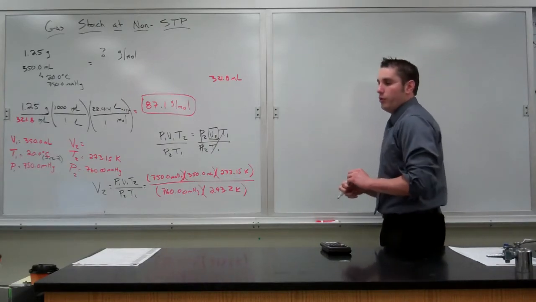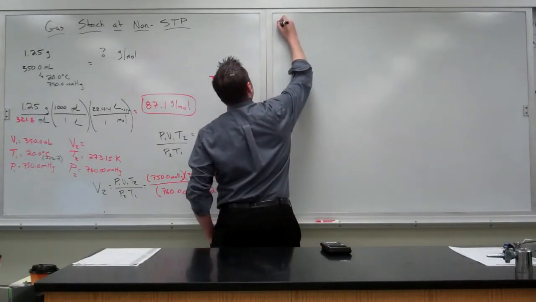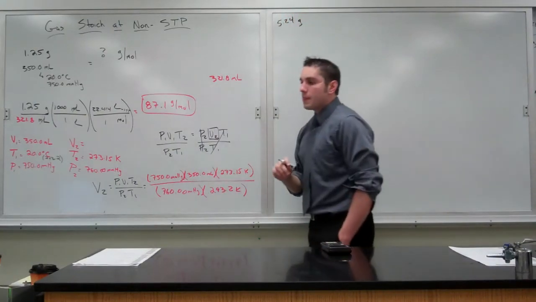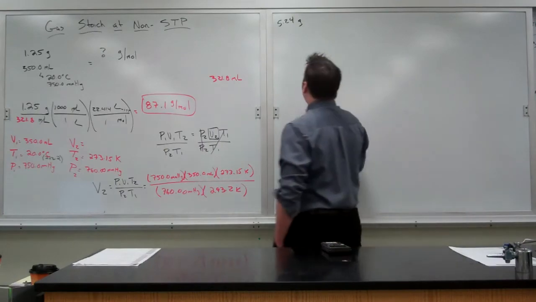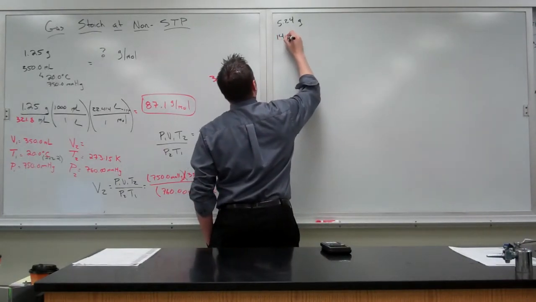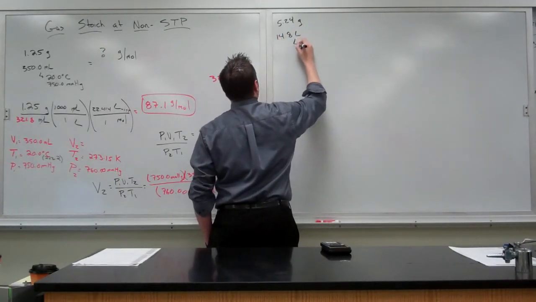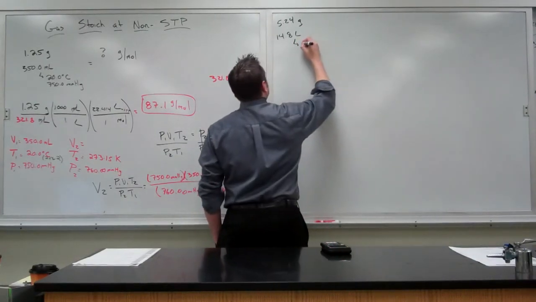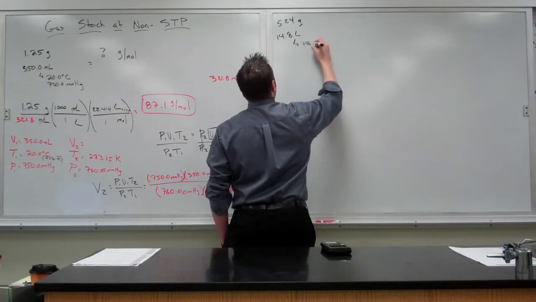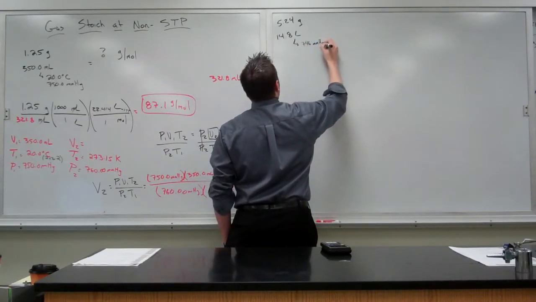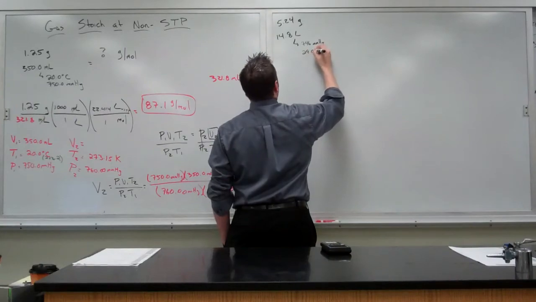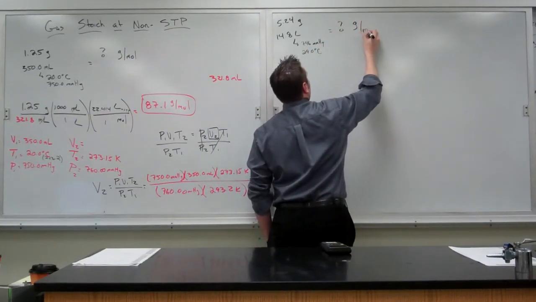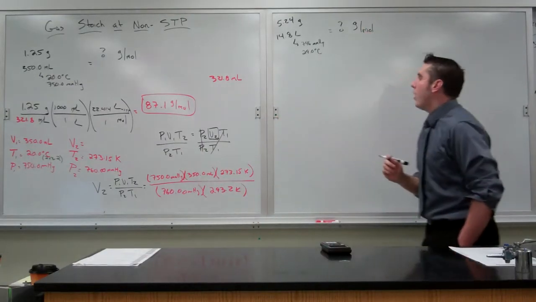I would take what I know. It looks like I know I have 5.24 grams. It also tells me that that occupies 14.8 liters at 746 millimeters of mercury and 29.0 degrees Celsius. Once again, I'm looking for the molar mass for my question.